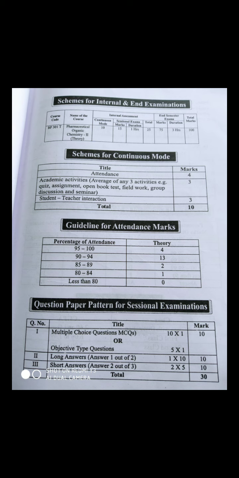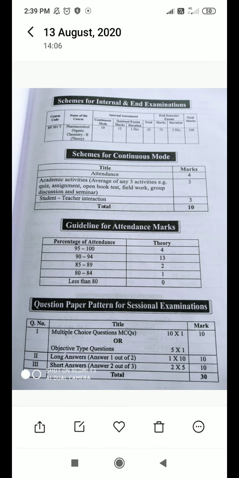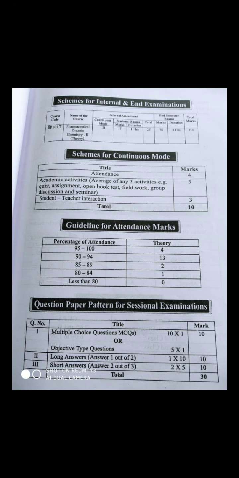BP301T: 3 is for our third semester, P for pharmacy, B for Bachelor of Pharmacy, and T for theory. BP301T is for Pharmaceutical Organic Chemistry Part 2 Theory. In case of practical, it will be BP301P. Okay.